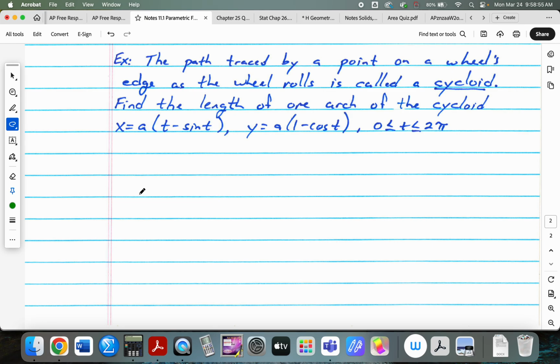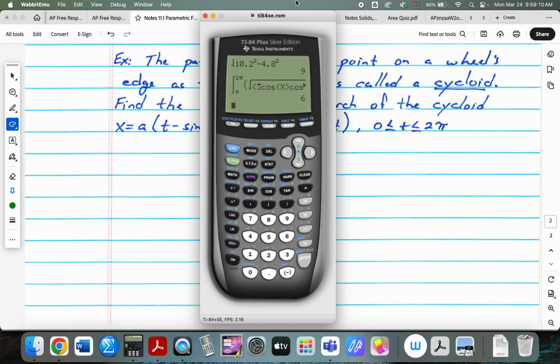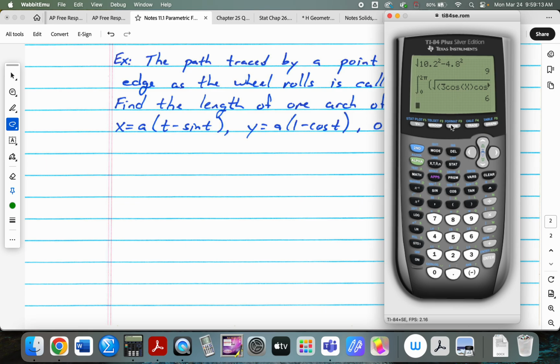So what's going on there is, let's actually graph this. Obviously we can't put the a in because that's some constant, but we can put everything else in and see, well, what does this thing look like? If we're going to do that, then we need to change our mode to parametric mode.